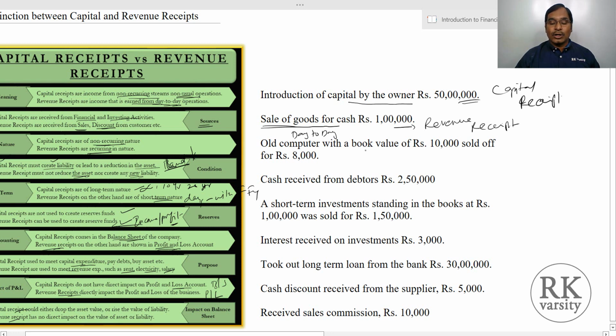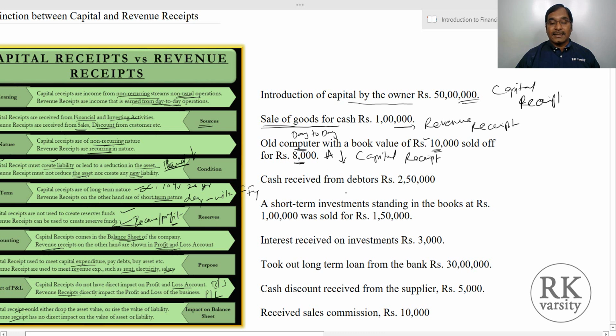Now, an old computer with a book value of rupees 10,000 sold off for 8,000. Now here what is happening? The old computer is your asset and there is a decrease in the value of your asset. That is 10,000 of asset, you are selling it. So there is a decrease in the value of your asset and you are selling it at 8,000, that is a 2,000 loss. So this is a capital receipt. This 8,000 that you are receiving is a capital receipt and 2,000 is the loss, capital loss.